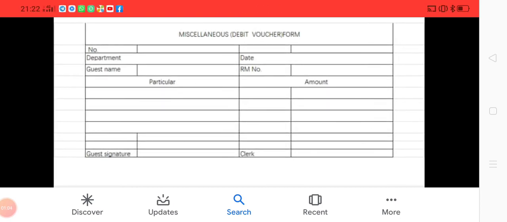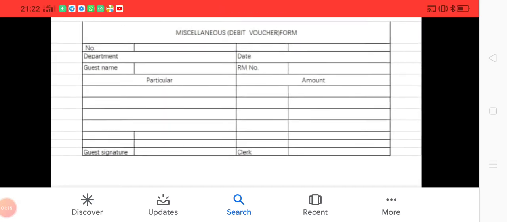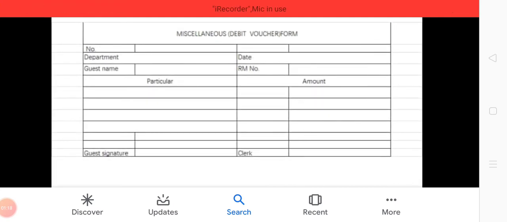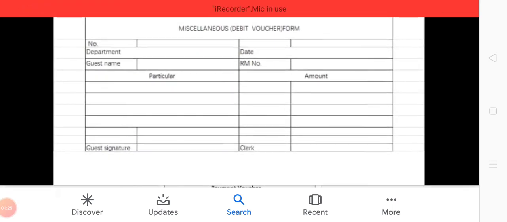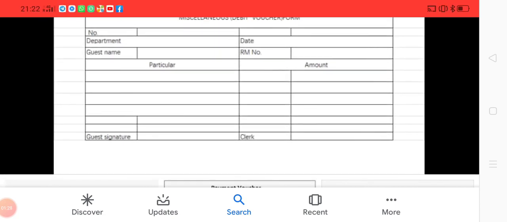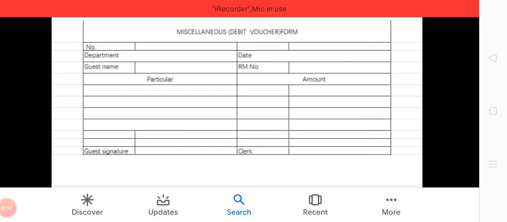Suppose we have paid rupees 500 for taxi fare, then the payment has been done on behalf of the taxi fare in the guest account. You have to write the things in the particular column. The amount, that is 500 rupees, you have to write in the amount column. Then the signature of the guest is there, meaning the guest has authorized this amount. You can then debit this amount to the guest folio.